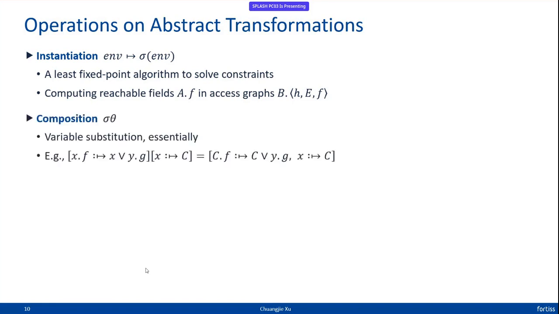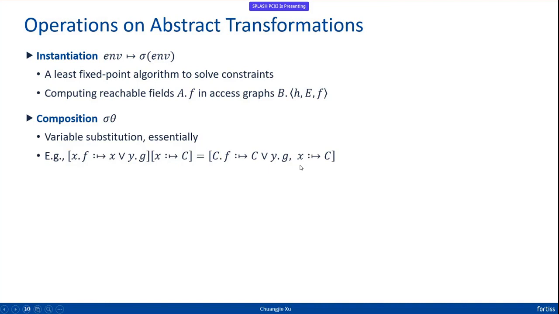Okay. And then for composition, of course, we want to compose two transformations. The composition here is quite similar to variable substitution. For example, the right one would be the first transformation to instantiate. So you will first instantiate this x to c, so x will have the value, the type c. And then when you do composition, you need to substitute the later appearance of x by the type c.